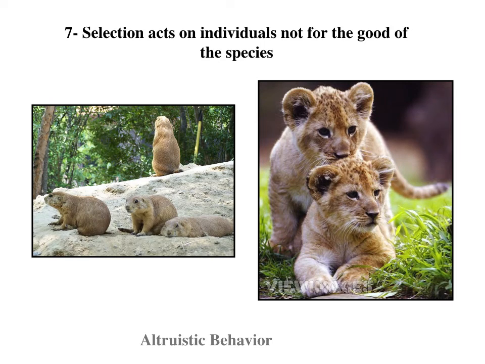Okay, also selection acts on individuals, not necessarily for the good of the species, and this sort of explains altruistic behavior, right? So it might look and appear that individuals within a population are acting for the good of the species, good of the population. But when you look at it further, you see that they actually have to be having some sort of evolutionary benefit, meaning their genes being passed down to the next generation.